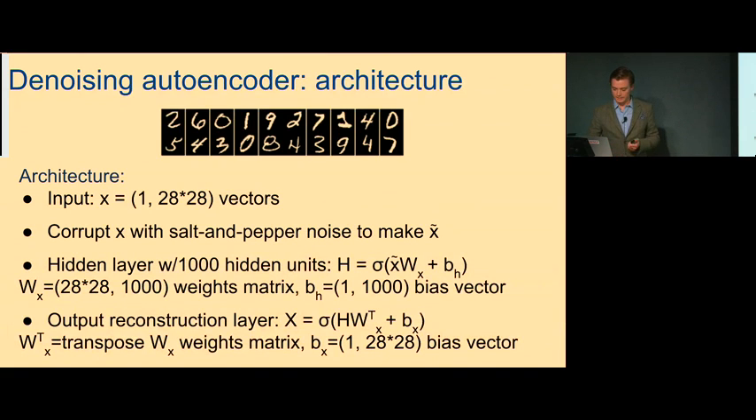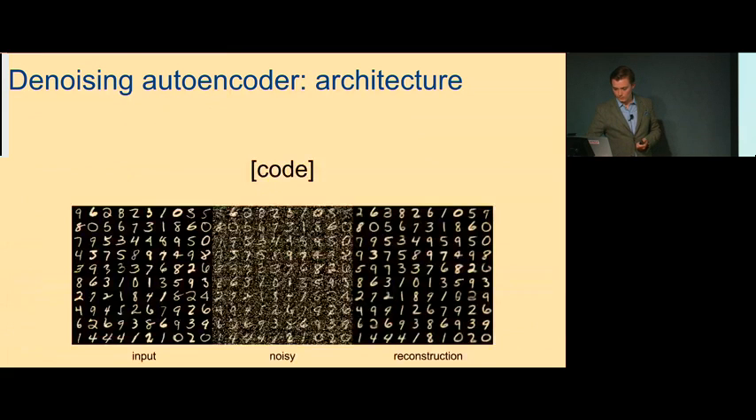And then we're just going to create the reconstruction by taking the transpose of our weights of the hidden layer and applying the activation function. And here's an example output of what it does. You have your input on the left, it adds the noise in your middle input, and then it creates a reconstruction of what it thought it was.